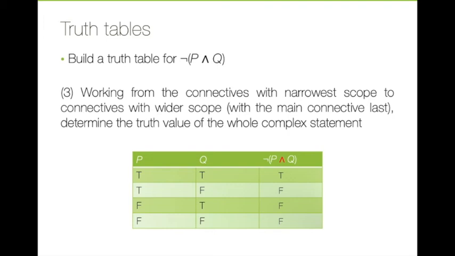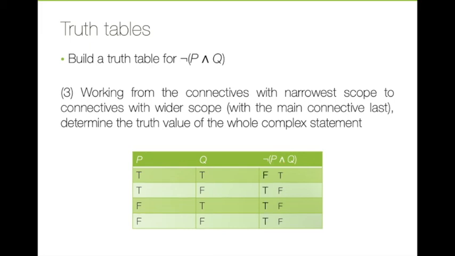Then we go row by row. We look at the value of P and the value of Q and say, what would the truth value of P and Q be given the truth value of P and the truth value of Q? Since conjunction is only true when both conjuncts are true, P and Q is only true in that first row where both P and Q are true. So if you look at the last column, under conjunction we have true, false, false, false.